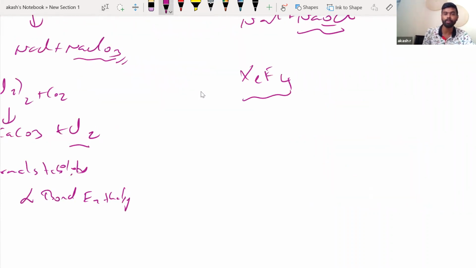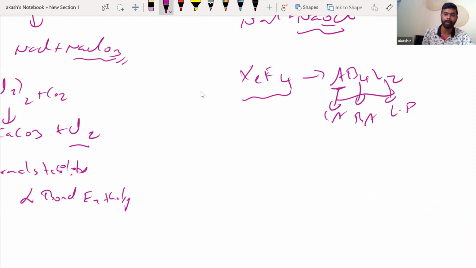Now XeF4 belongs to the category of AB4L2. What do you mean by AB4L2? A is the central atom, B is the bonding atom, L is the lone pair.